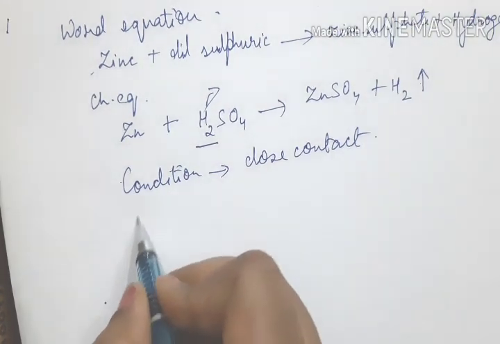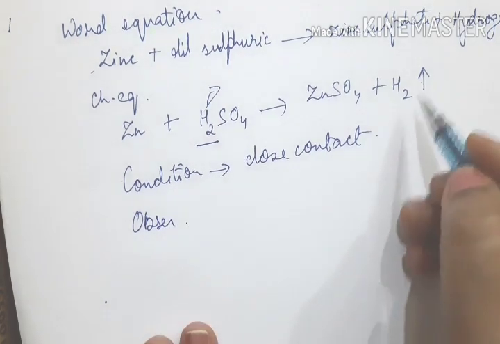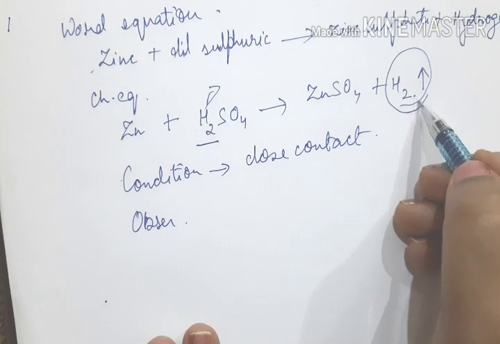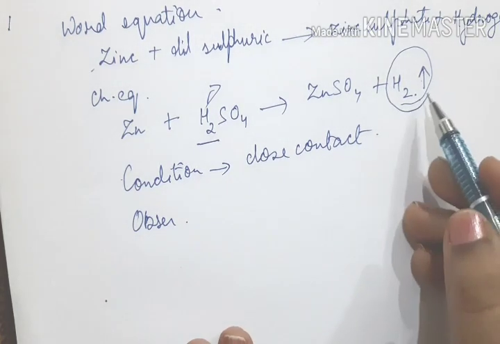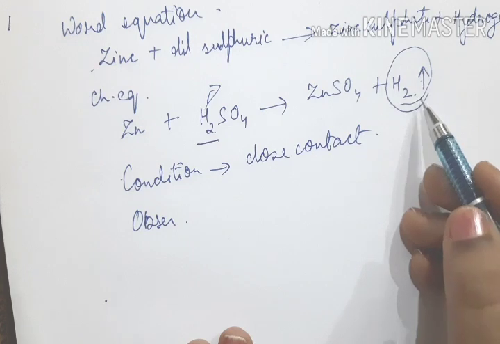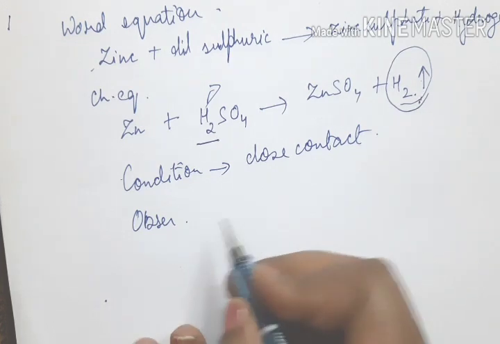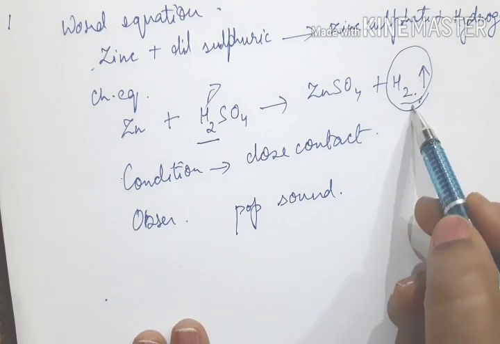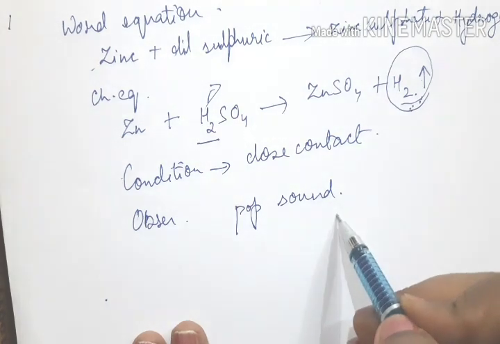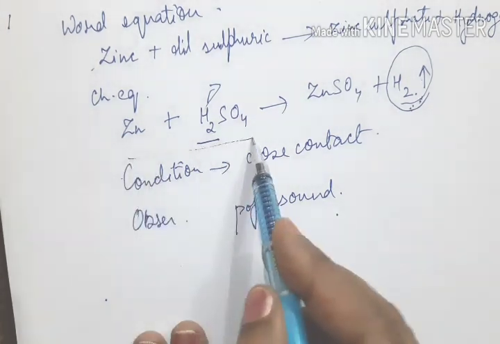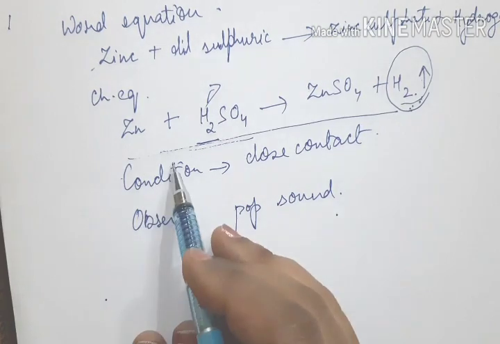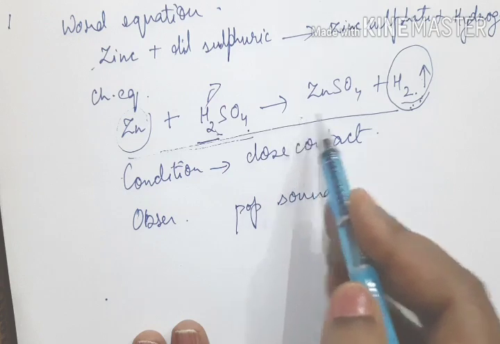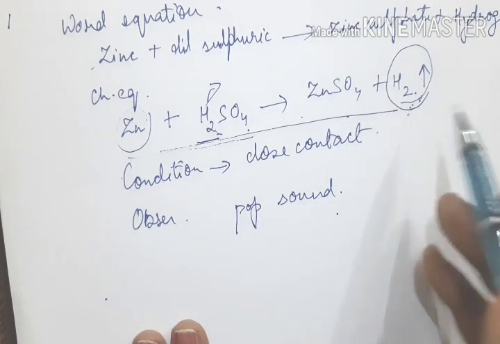Then we have the observation. What do you observe? You observe this hydrogen gas evolves out in the form of bubbles. Hydrogen gas, as I have told you in previous videos also, burns with a pop sound. So the observation is the pop sound. This hydrogen is colorless, odorless, and burns with a pop sound. This particular type of reaction is called a displacement reaction. Why? Because zinc has displaced hydrogen from sulfuric acid to form zinc sulfate and hydrogen.